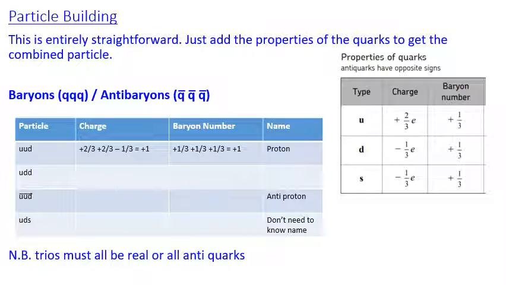Now, there's another particle here, the up, down, down, that I want you to work through and work out what the values are, along with the antiproton, although from our earlier rules, you should be able to just state the charge and the baryon number of the antiproton. And then there's this other particle here, up, down, strange.